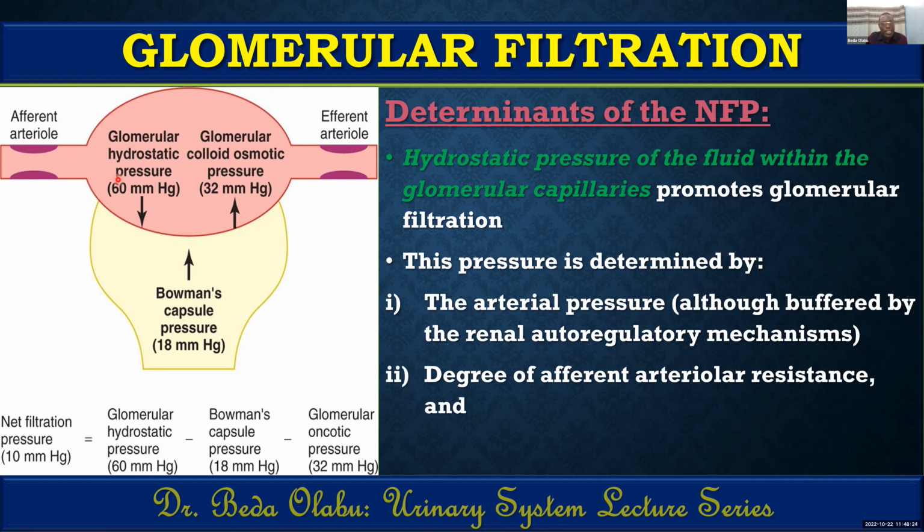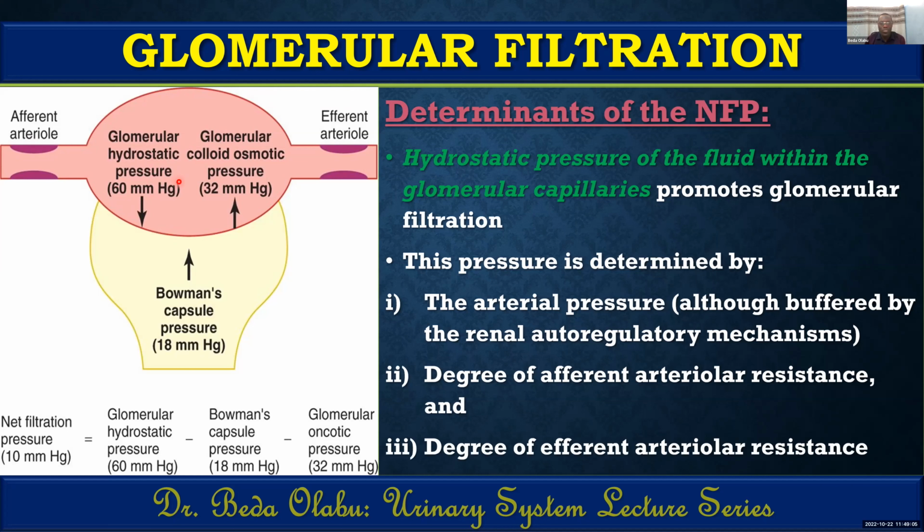There's something else that also influences the glomerular hydrostatic pressure. This is the degree of afferent arteriolar resistance. How much resistance is being offered by this blood vessel? So remember, if it is vasoconstricted, it will reduce blood flow into the capillaries, and that will reduce the hydrostatic pressure. If it is dilated, it will increase blood flow into the capillaries, therefore increase the hydrostatic pressure. The third determinant is the degree of efferent arteriolar resistance. How? If you vasoconstrict here, and you need to understand this, if this region is vasoconstricted, the pressure here increases.